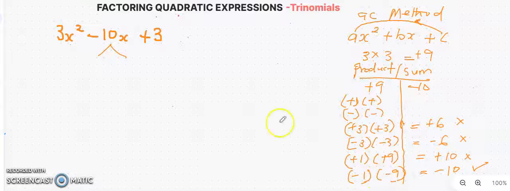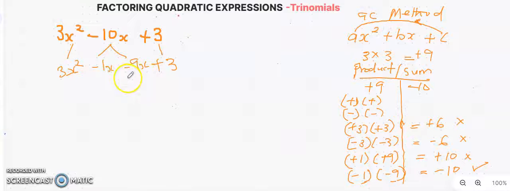And we're going to use these factors to decompose the middle term. So instead of minus 10x, we're going to write minus 1x minus 9x. We can see that minus 1x minus 9x gives us minus 10x. So we haven't changed anything, we have just decomposed the term. Now we bring down the first term, 3x squared, and we bring down the last term, plus 3. Now we have an expression with 4 terms.